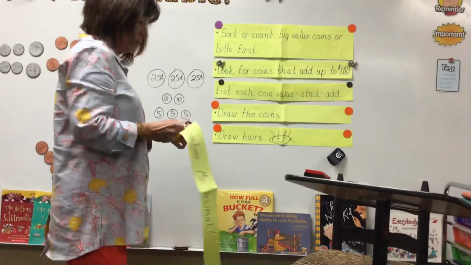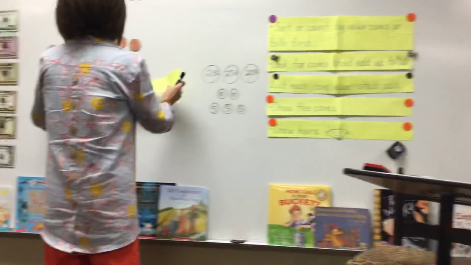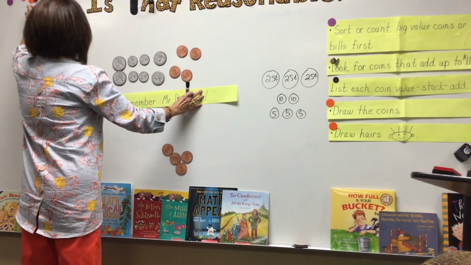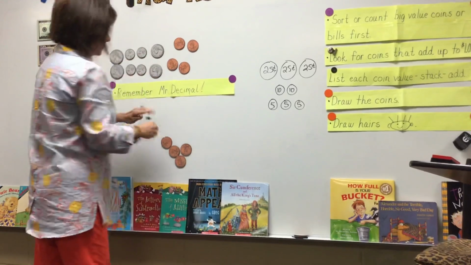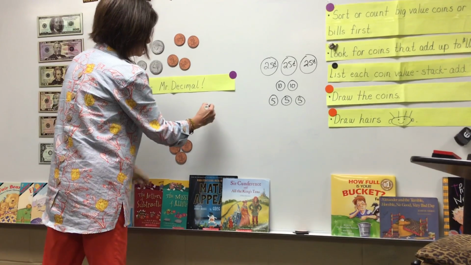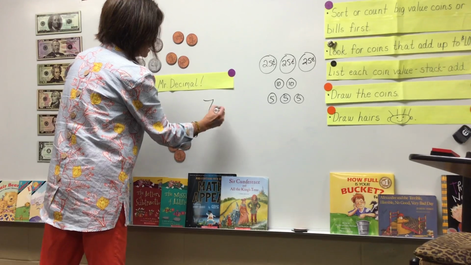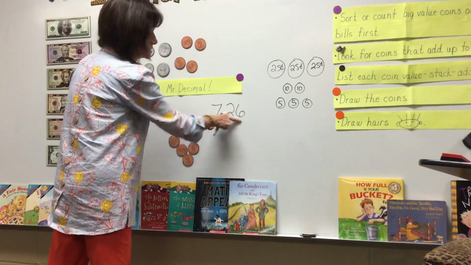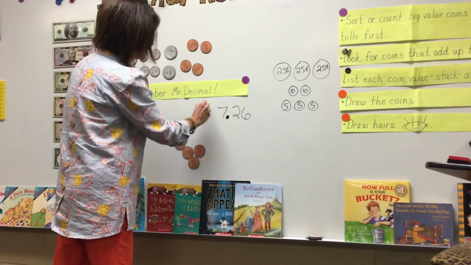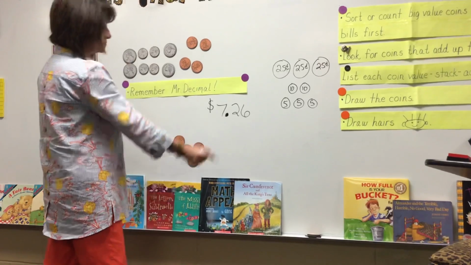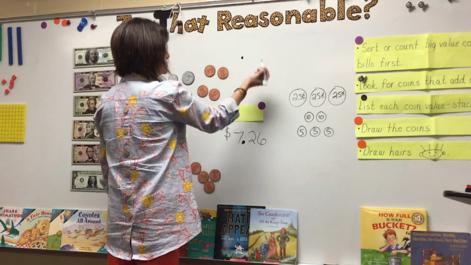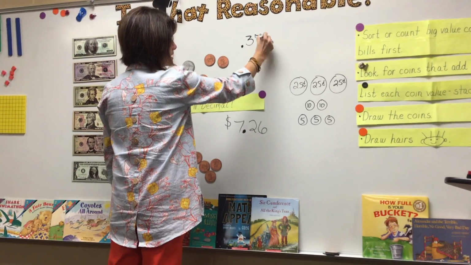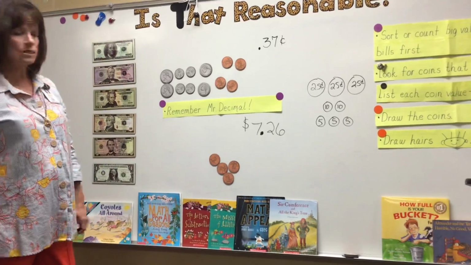Now, remember when you write an amount of money, don't forget Mr. Decimal. So when we write money, we put the dollars on the left. So let's say I had $7.26. This decimal separates our cents or our change from our dollars. This is a dollar sign. If you're just putting cents, then you still need to put the decimal, and that means 37 cents. There's also a cent sign that looks like that. Just some things you need to know about money.